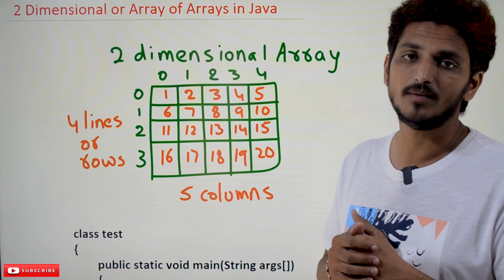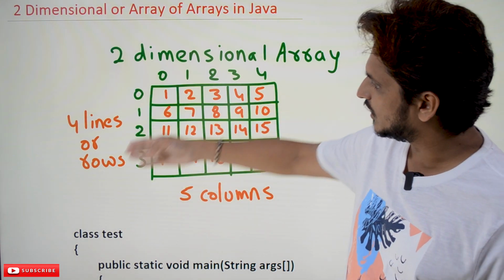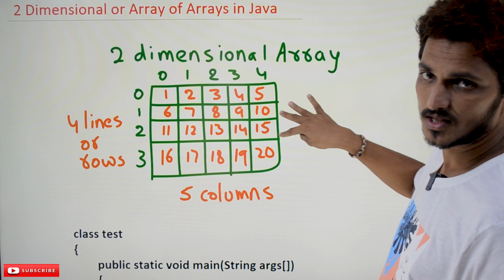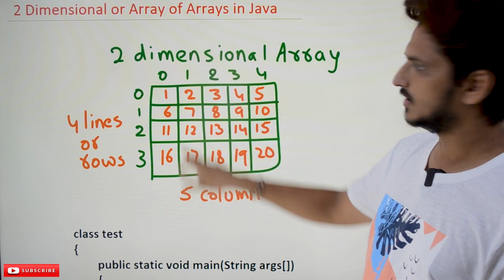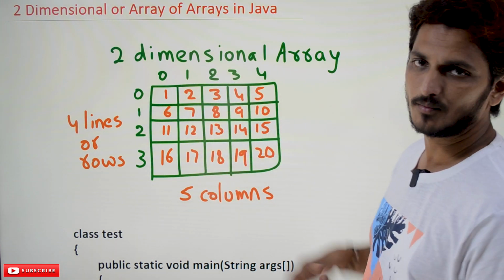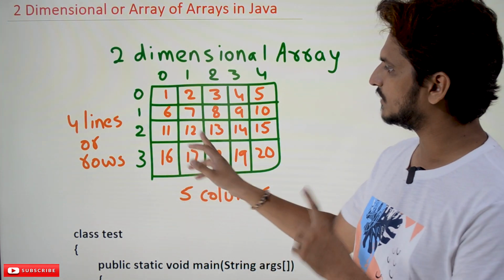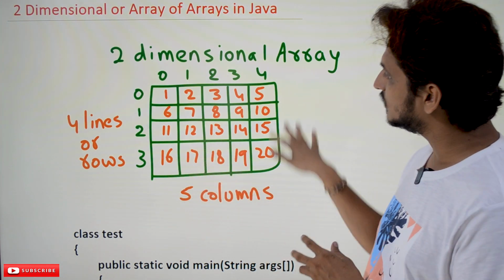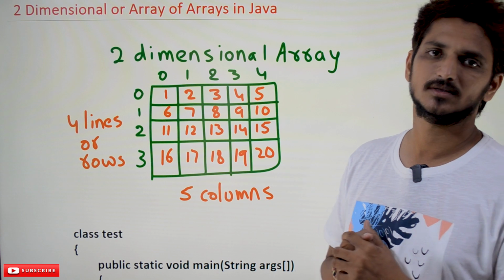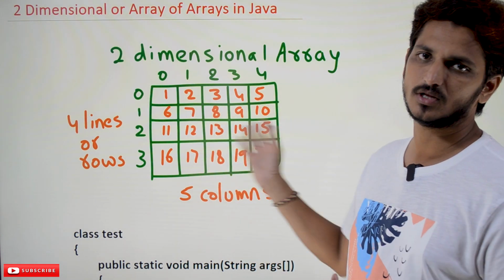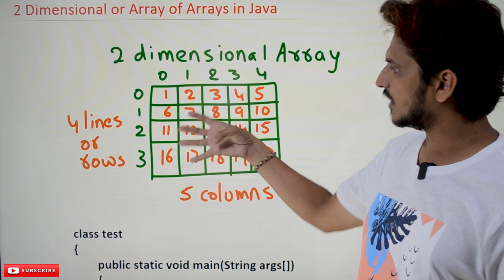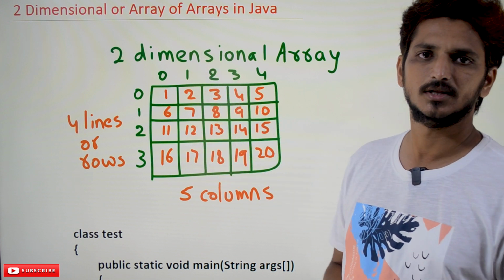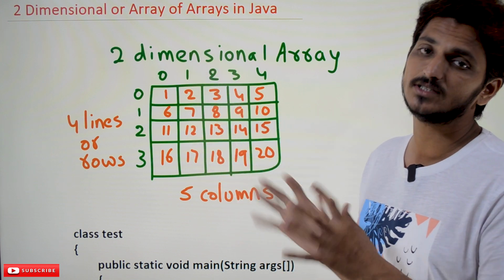What do that 4, 5 mean? 4 lines, we call them rows. 4 rows are there, and 5 columns: 1, 2, 3, 4, 5. How many columns are there? 5 columns. 4 multiplied by 5. In total, how many elements can you place? 20 elements. These are the elements which we placed, 1, 2, 3 up to 20. 4 lines, 5 columns. This is what we call a two-dimensional array.